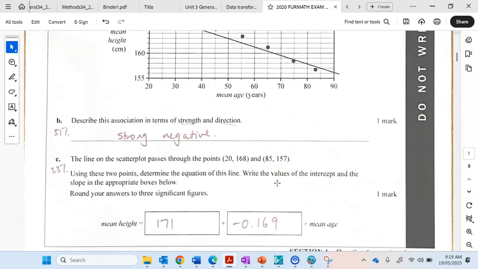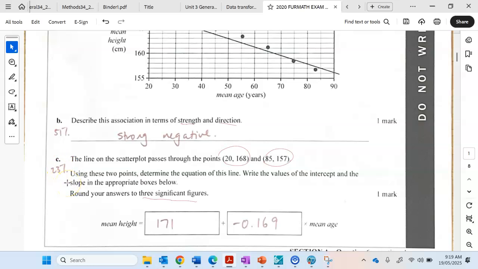The line on the scatter plot passes through these 2 points. Using these 2 points, determine the equation of this line. Write the values of the intercept and the slope in the appropriate boxes below. And we've got to round the answers to 3 significant figures. This was only worth 1 mark and it was poorly done, only 23%.